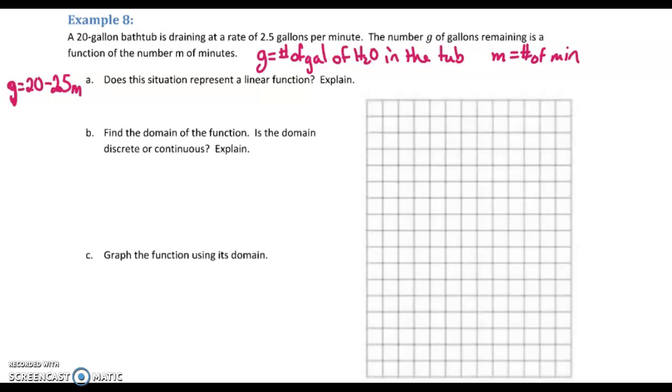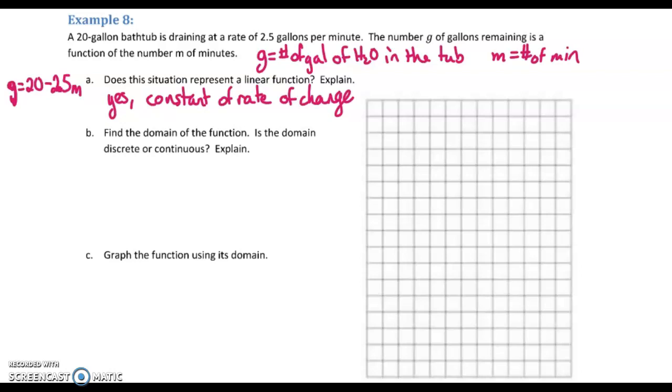So it is a linear function because it said it's draining 2.5 gallons per minute. That's how much it's changing each minute. So that's a constant rate of change. We're going to use that phrase a lot in algebra. It's a constant rate of change, meaning it's going down the same amount each minute. Okay, find the domain of the function.